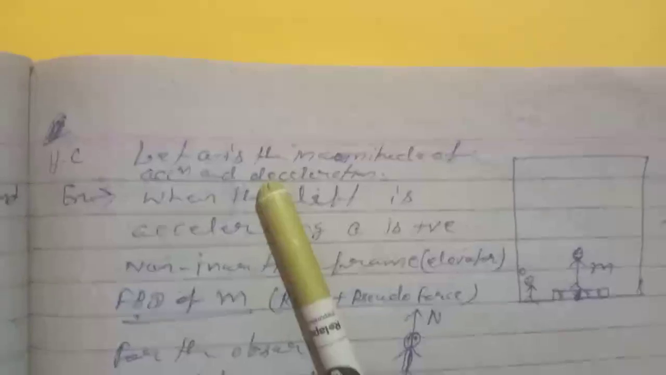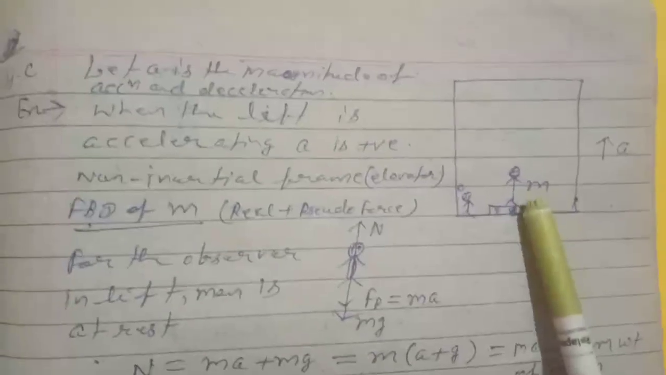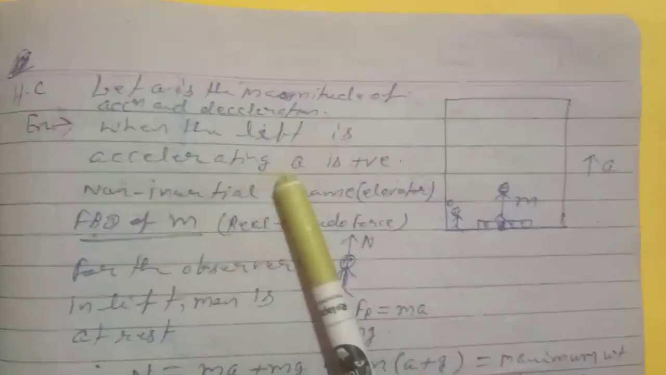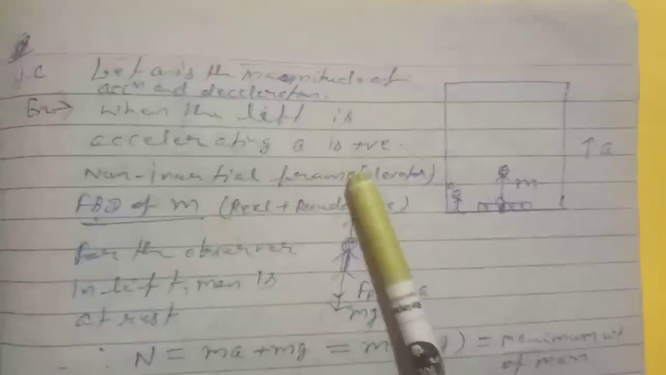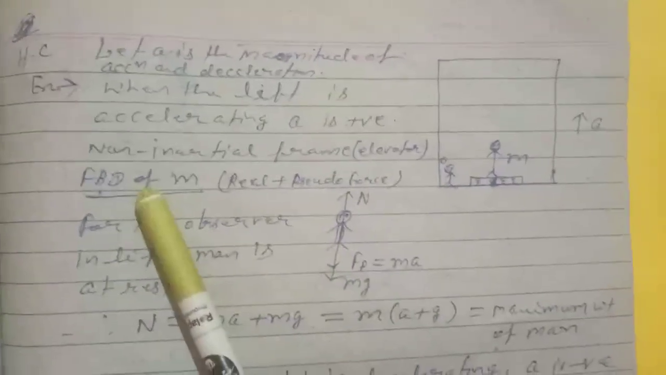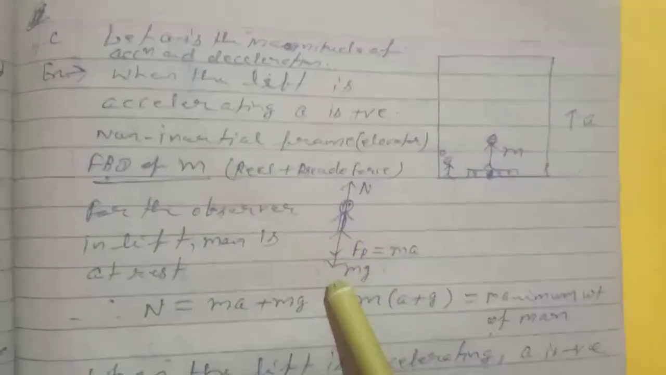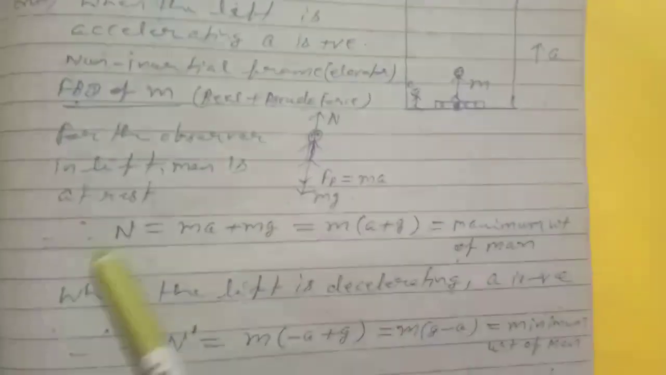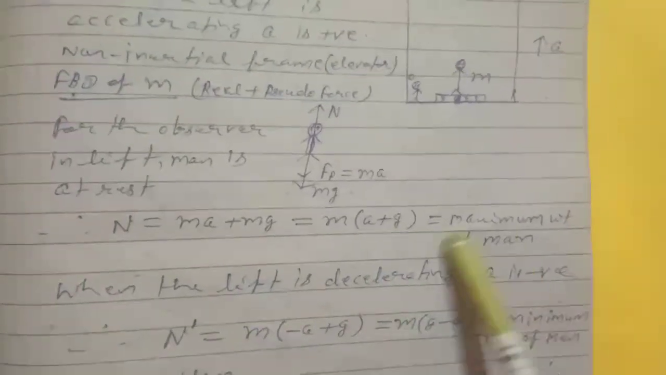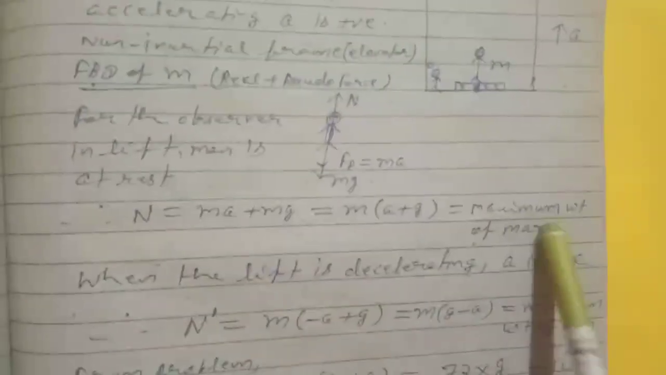Let a be the magnitude of acceleration and deceleration. Here the situation is shown. When the lift is accelerating, a is positive, that is, going in the upward direction. Now solving the problem from the non-inertial frame, that is from the elevator, the FBD of m will have the real forces plus the pseudo force in the downward direction and the weight of the body in the downward direction. Now the body is at rest in this frame, so we can write N equals ma plus mg, or m into a plus g, that is the maximum weight of the man, because N measures the weight of the man.